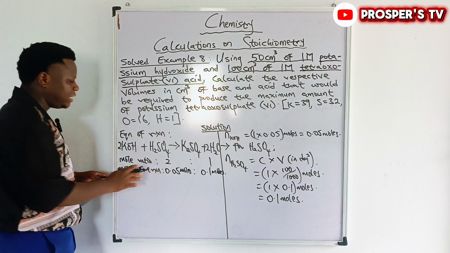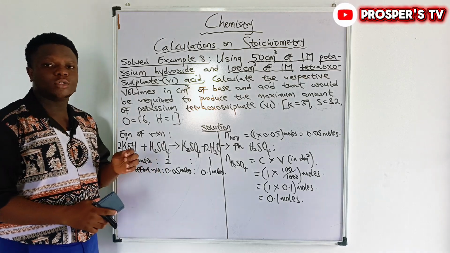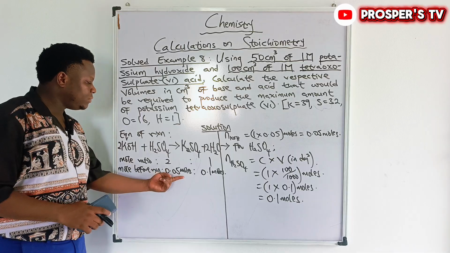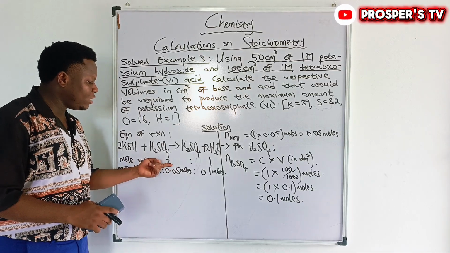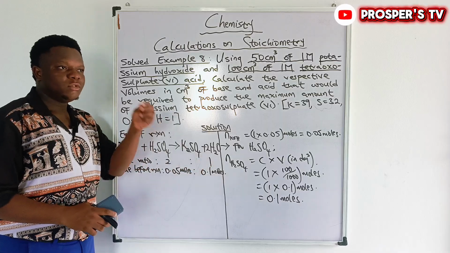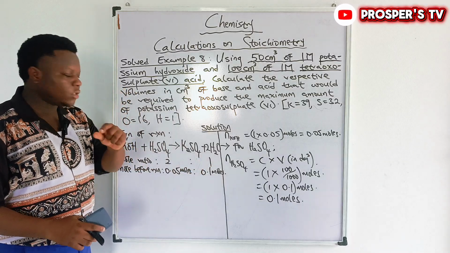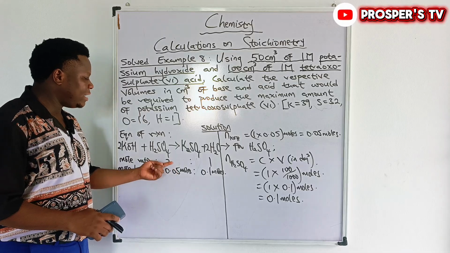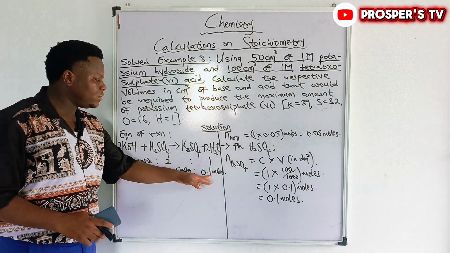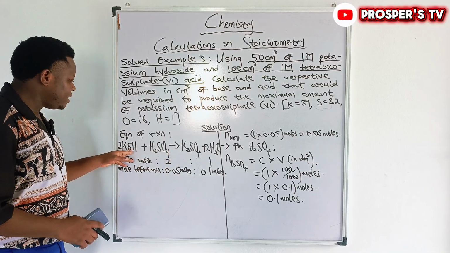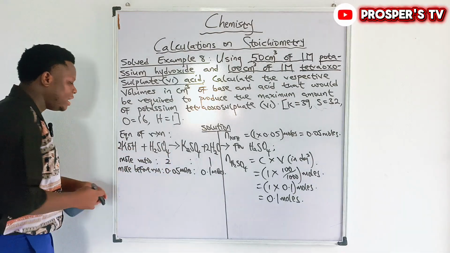So I told you, after writing this, you need to determine what your limiting reactant is. How do you do that? You divide this by your molar coefficient. You also divide this by the molar coefficient. The one that produces the smallest result is your limiting reactant. So if you divide this by this, of course, the answer will be smaller than when you divide this by this. So this is my limiting reagent, which is potassium hydroxide.